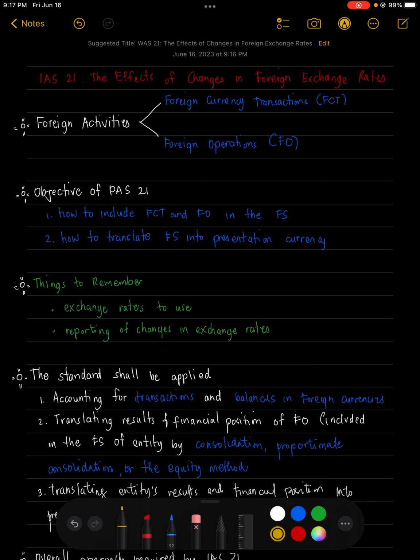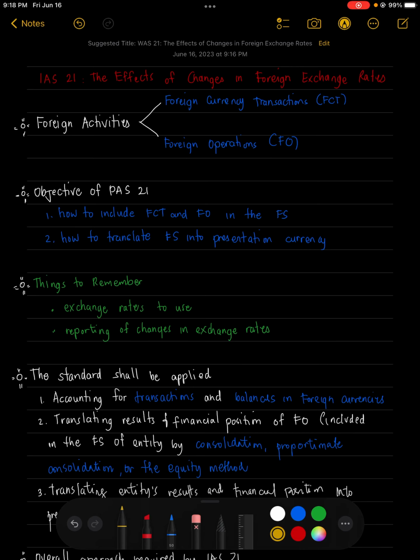Later on in a different video, I'll be discussing the difference between the two. The objective of the standard is to include or how to include foreign currency transactions and foreign operations in the financial statements. Of course, it's still part of the operation ng company, so it must be included pa rin in the financial statements of the entity. And the second one is how to translate the financial statements into presentation currency.